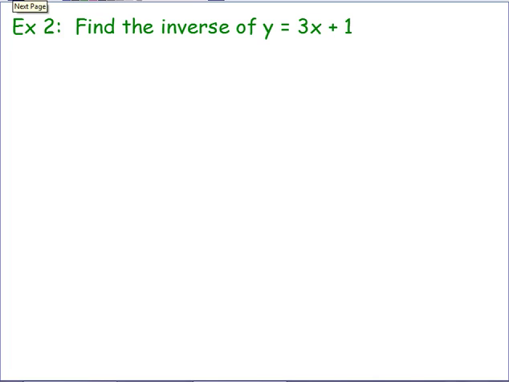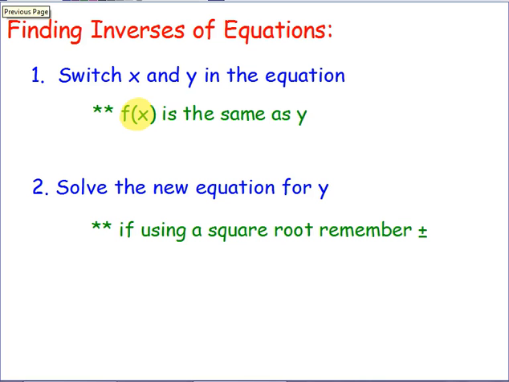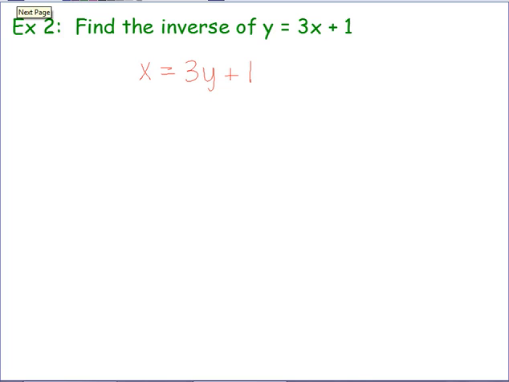So here's our first equation. y equals 3x plus 1. So according to our instructions, the first thing we do is we take the x and the y and we flip them around. So this equation now looks like, instead of y, it's x equals, instead of 3x, it's 3y plus 1. That's all there is to finding the inverse. Take the x and the y and switch their places. The only reason we even do the second step, solve the new equation for y, is for graphing purposes.